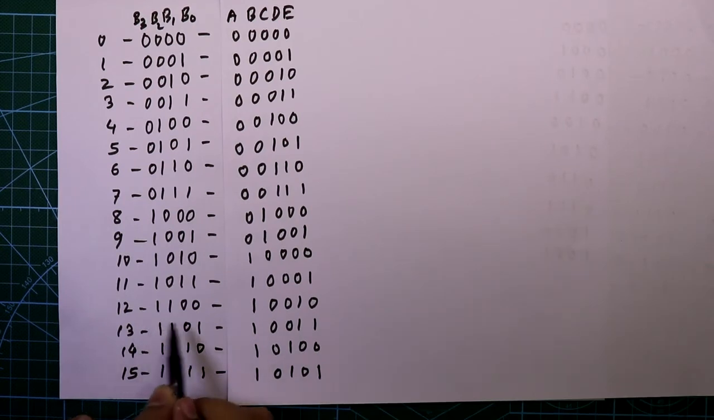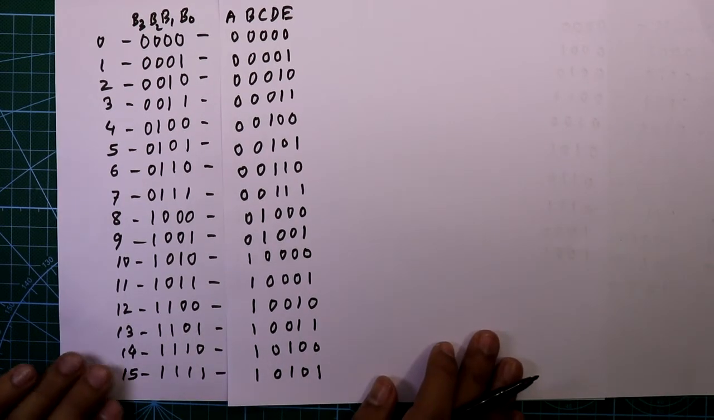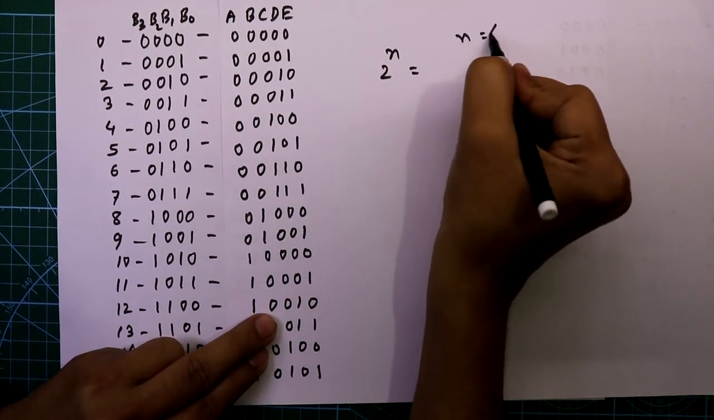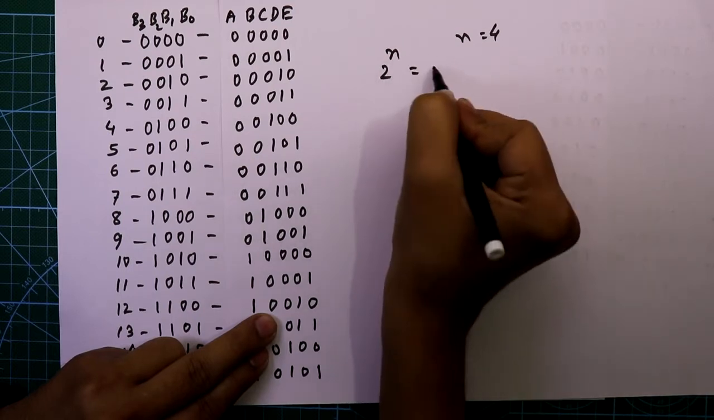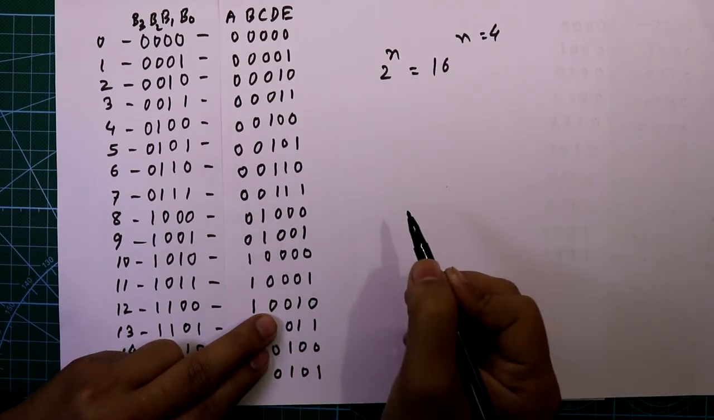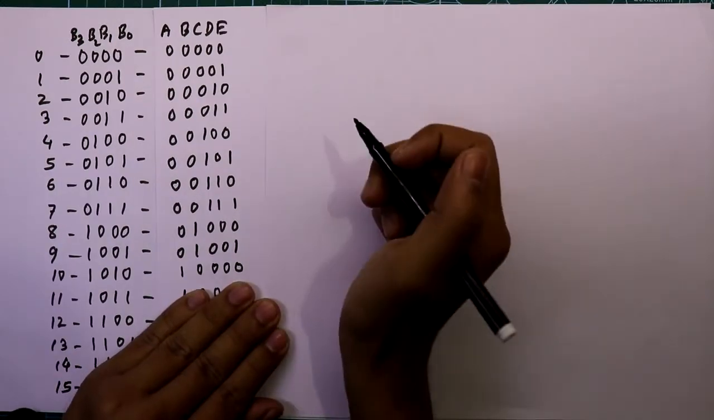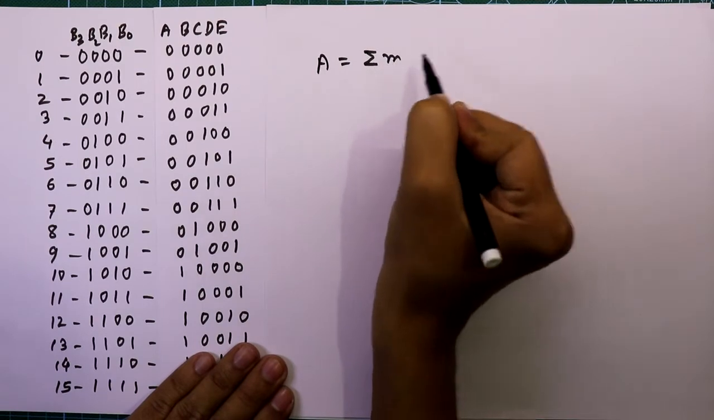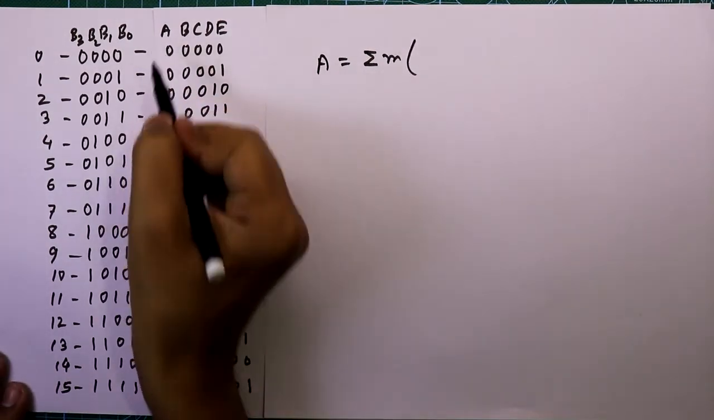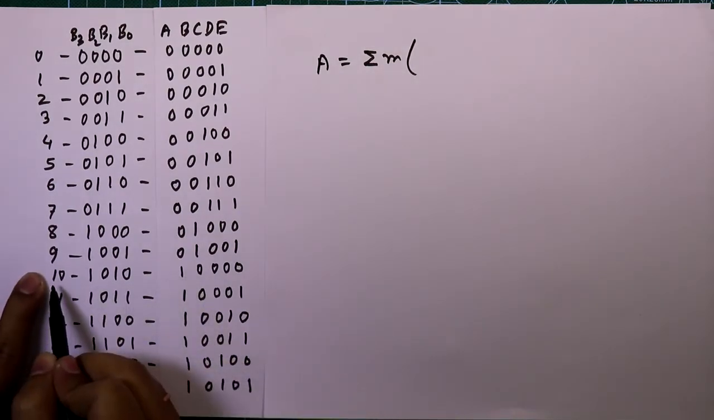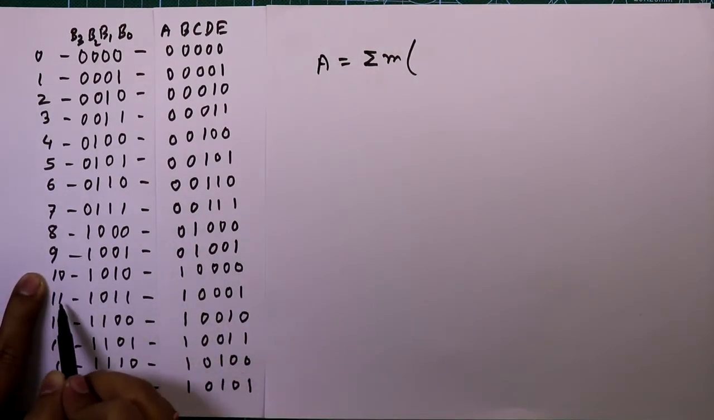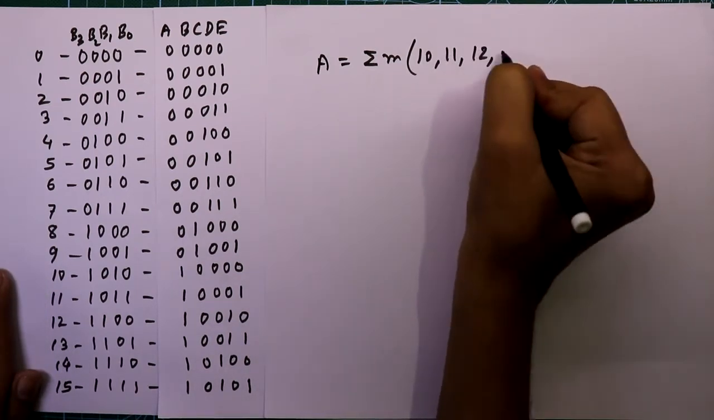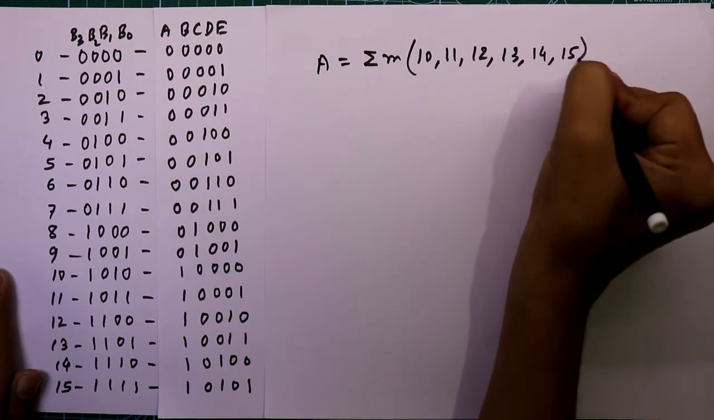As the input is 4-bit, how many cells do we need? 2 to the power n. Here n equals 4, so 2 to the power 4 equals 16. We need 16 cells in the K-map. Now write all the minterms. Here A equals summation of minterm m. From 10 onwards it is 1: 10, 11, 12, 13, 14 and 15.